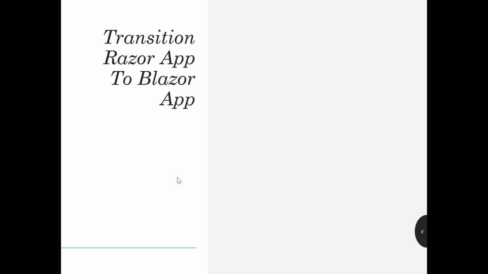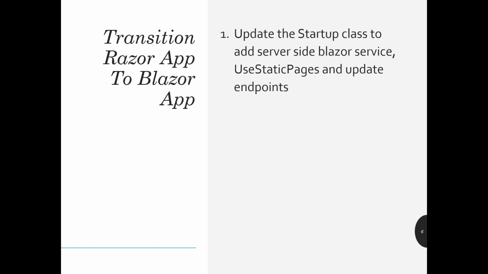Let's talk about the steps to transition from a Blazor app to a Blazor app. The first step is to update the startup class. We'll need to add the server-side Blazor service, add the ability to use static pages, and update the endpoints. After that, we'll add an _imports Blazor file to the main project that'll contain all the references needed for Blazor.